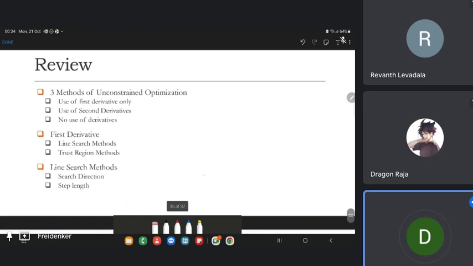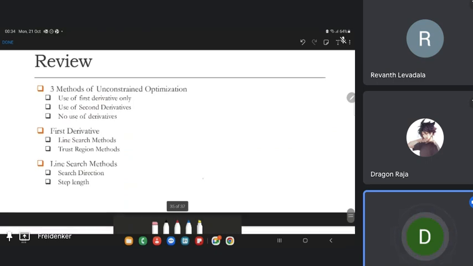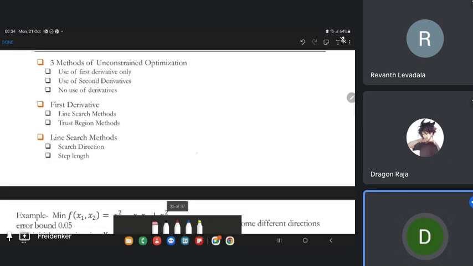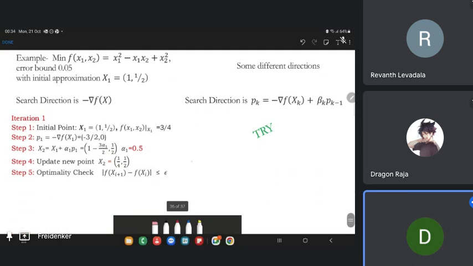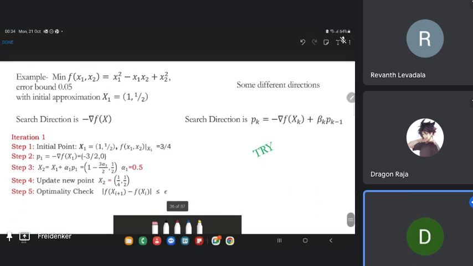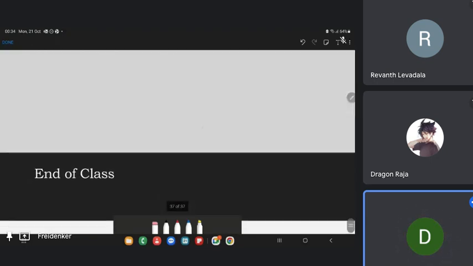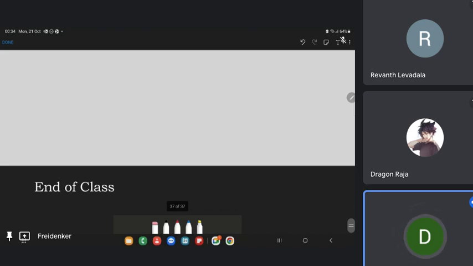Okay, review. Line search, like we only did line search. We didn't do trust region. Also, very crude understanding we have. Some random problem, you can try this. Okay, fine. I will end the recording now.